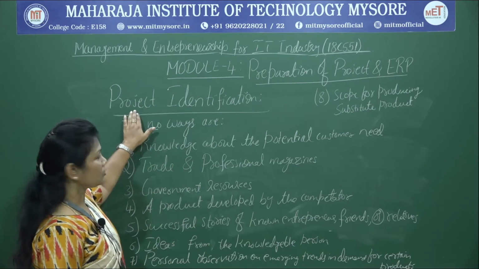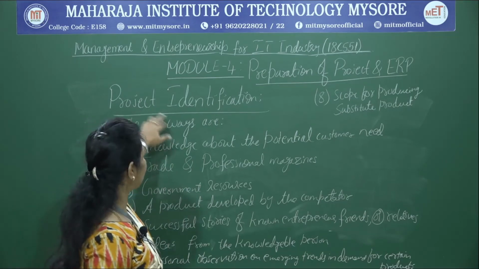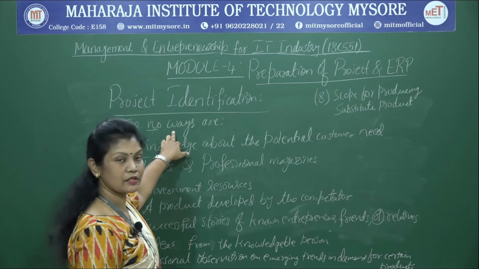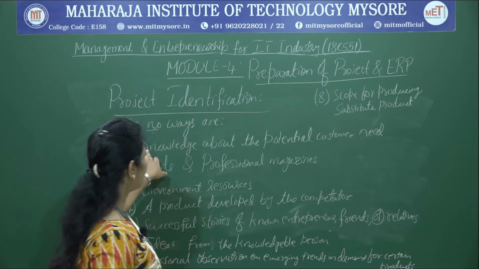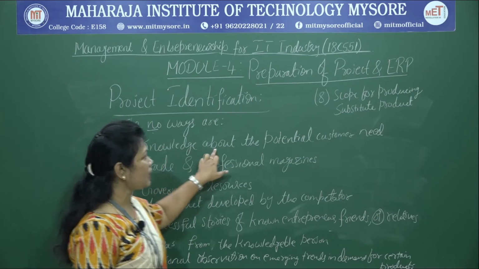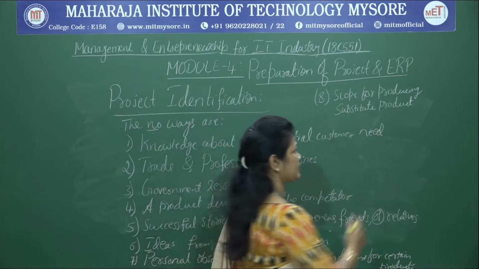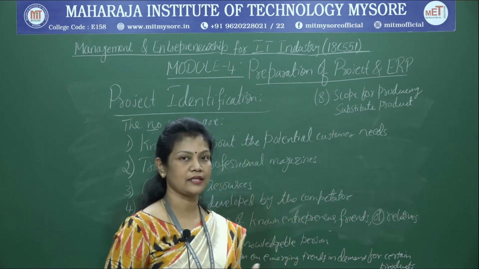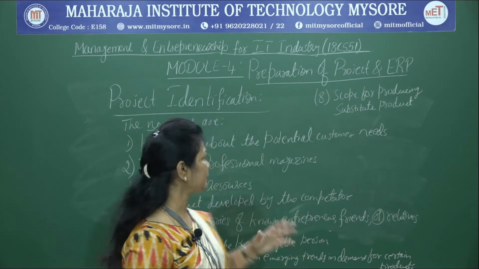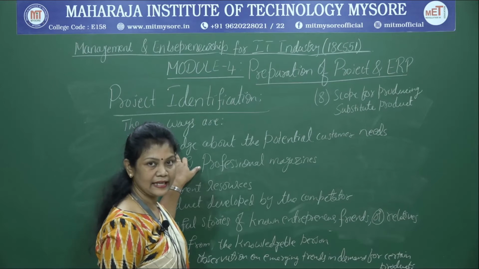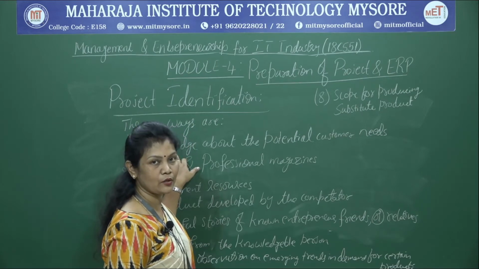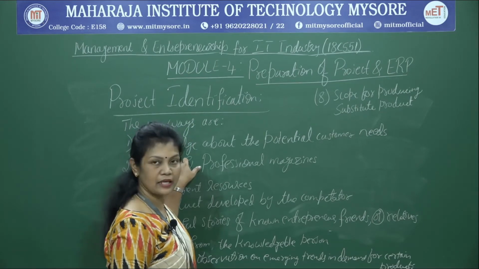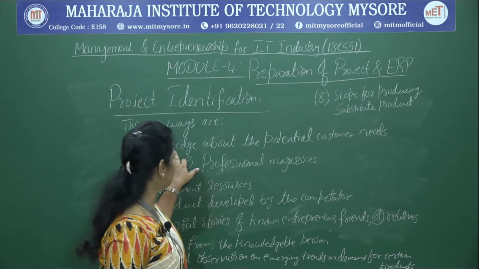Here is how the entrepreneur is going to identify the project. There are a number of ways in order to identify the project, which includes the knowledge about the potential customer needs. So here, if the entrepreneur has the knowledge about what the customer wants, based on that they can get some idea in order to take up or start up their business in the form of a project.